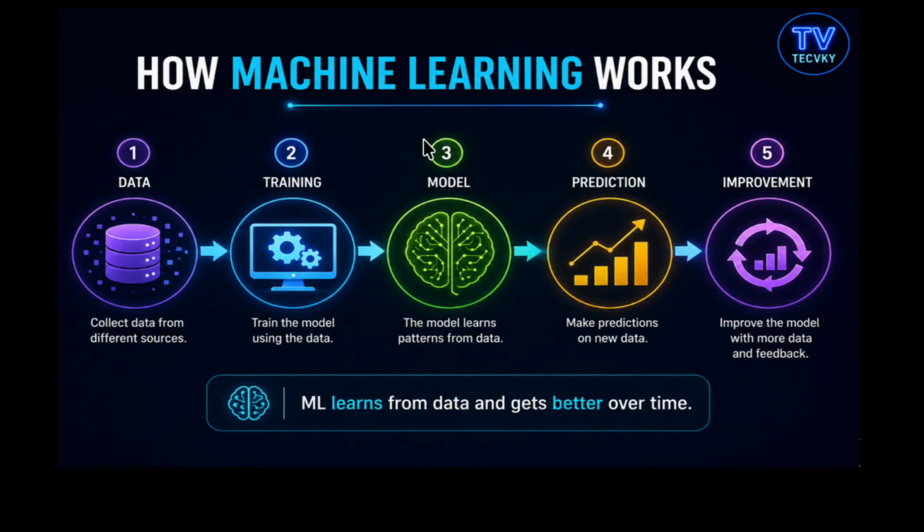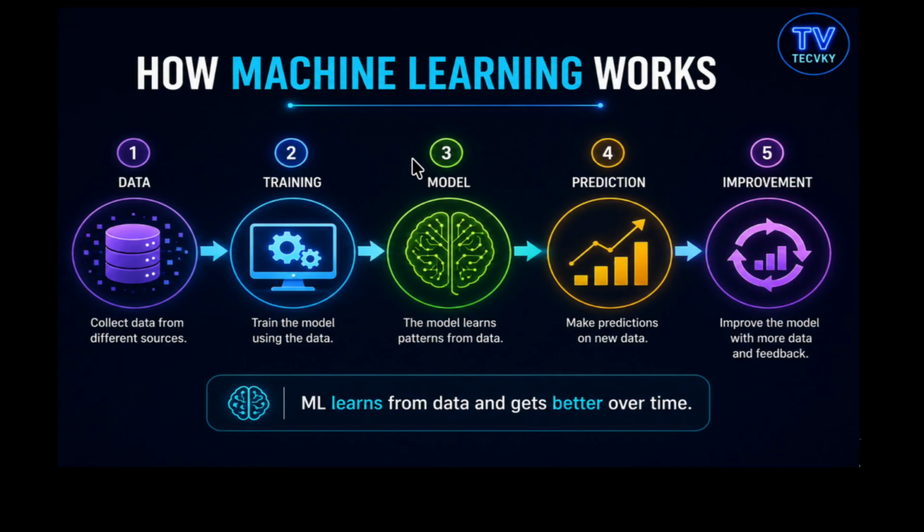Now let's understand how machine learning actually works. Machine learning follows a step-by-step process to learn from data and make intelligent decisions. The first step is collecting data from various sources. This data could be customer information, emails, images, videos, sensor readings, website activity, or even social media posts. The quality and the quantity of data are extremely important because better data usually leads to better results. Once the data is collected, it is cleaned and prepared. This means removing errors, duplicates, or incomplete information so the model can learn effectively.